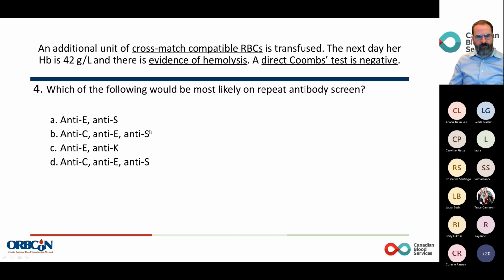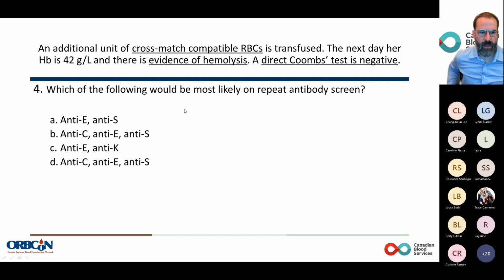So an additional unit of cross-match compatible RBCs is transfused, and the next day her hemoglobin is 42. So it's now dropped from 55, went to 50 with 1 unit of blood. Another unit was given and it's now 42. And there's evidence of hemolysis. A direct Coombs test is negative. The question is, which of the following would we expect on repeat antibody screen?